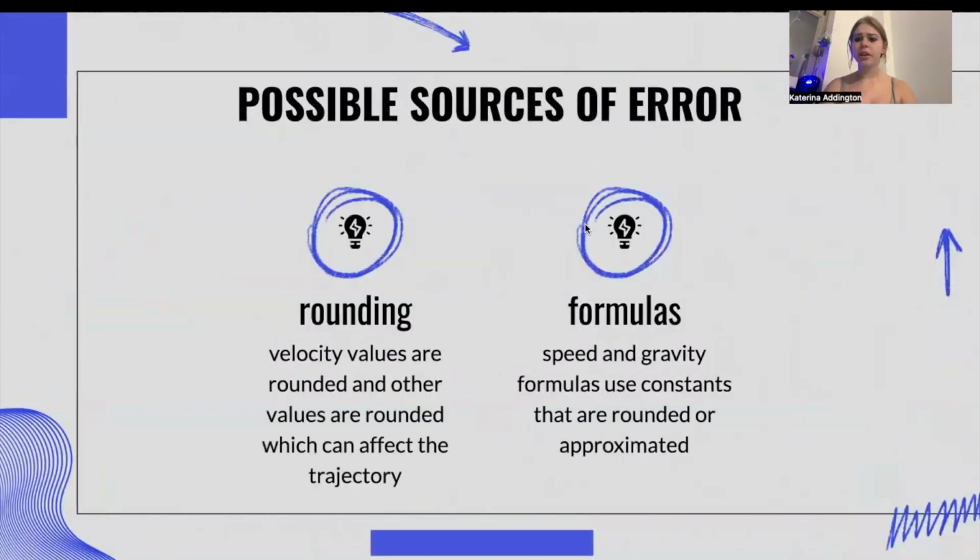And then possible sources of error are really just rounding. So the velocity values that I rounded, or any of the other values that I rounded in my code, those can affect the trajectory. And then the formulas, the speed and gravity formulas use constants that are also rounded and approximated. So those can create sources of error.